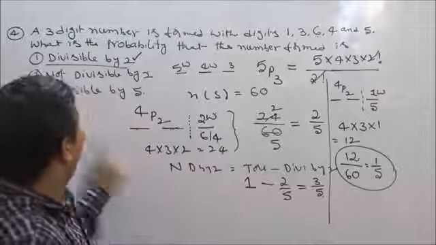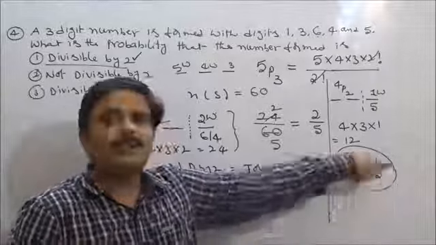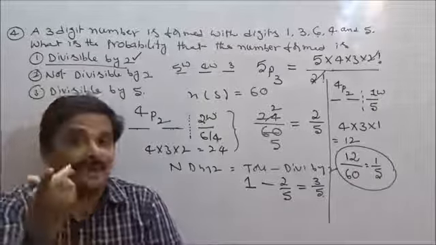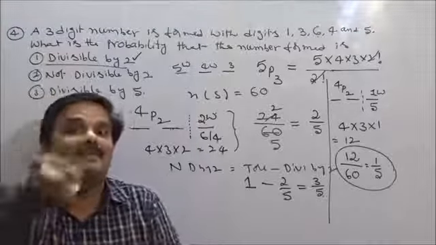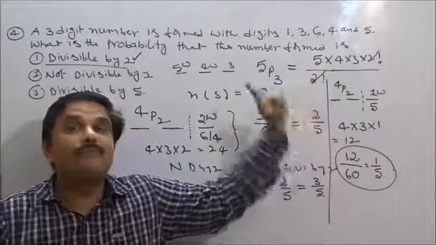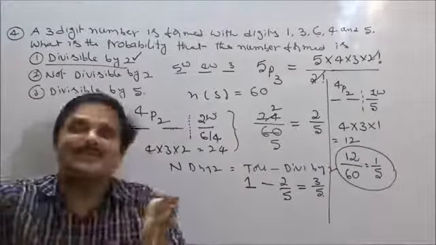What if they ask not divisible by 5? That should be 1 minus 1 by 5. That should be 4 out of 5 possibilities for the probability of getting those 3-digit numbers which are not divisible by 5. Many numbers are there. For that reason, that should be 4 chances out of every 5 chances. In that ratio, that will go on.